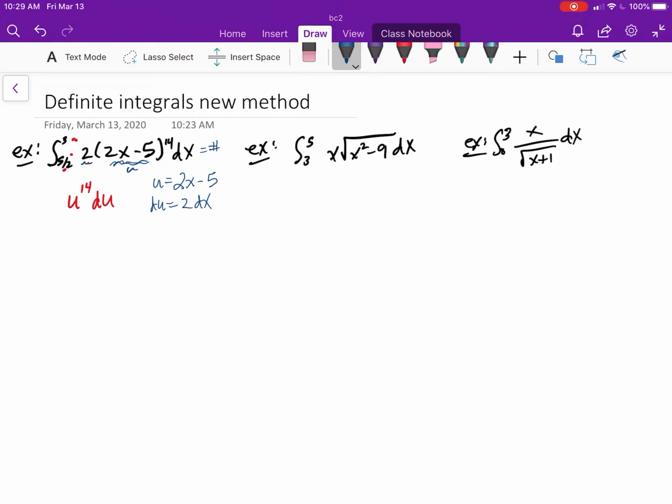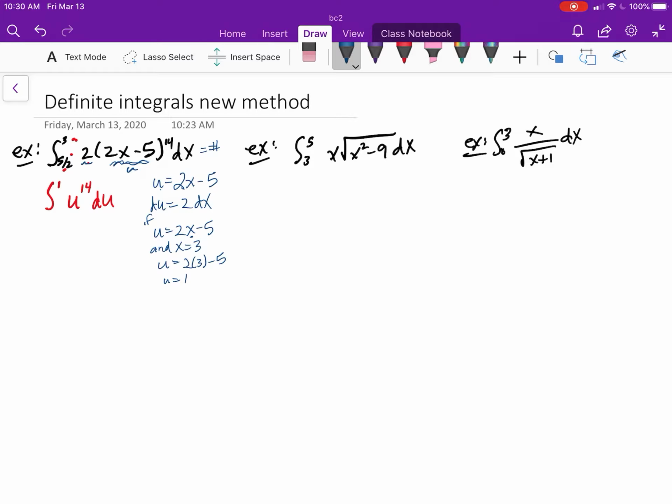So how does that work? Well, if u is 2x minus 5, let me go in and just rewrite this. If u is 2x minus 5 and x is 3, then I know I could substitute 3 in for x, right? So therefore u is 2 times 3 minus 5, which is 1. So when x is 3, u is 1. So therefore I'm going to change that 3 to a 1 and never return back to x.